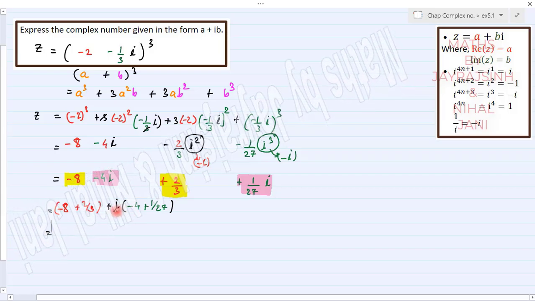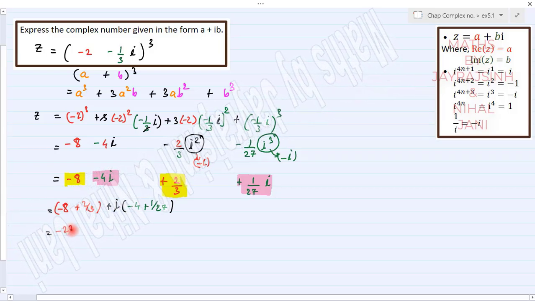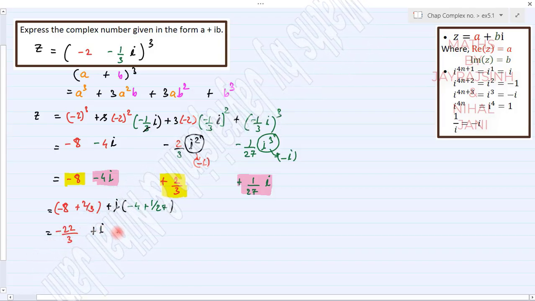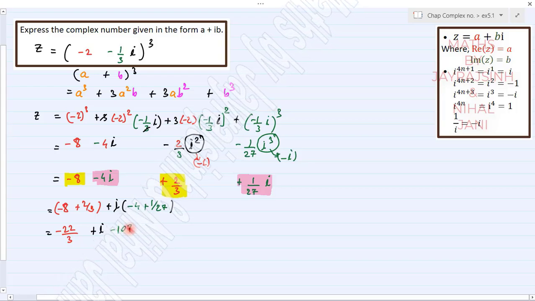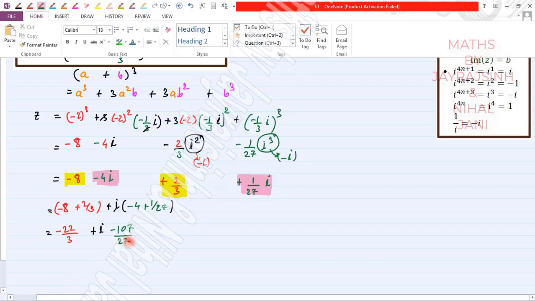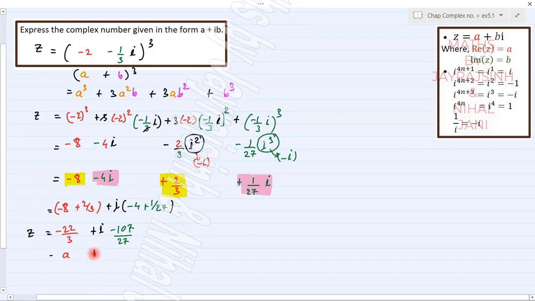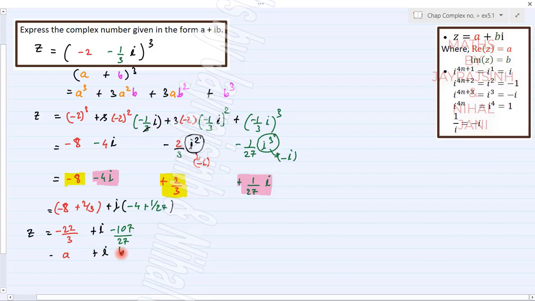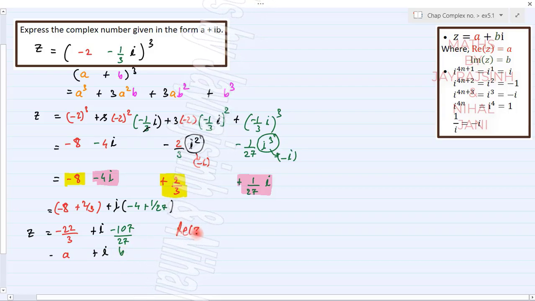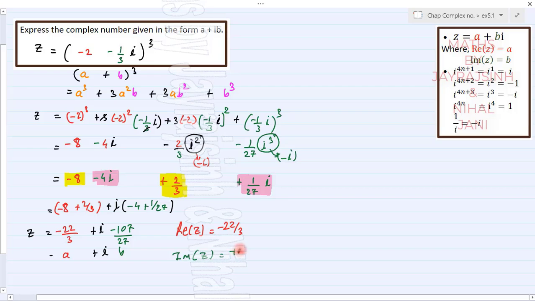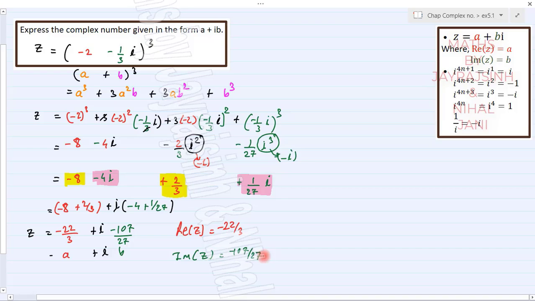So minus 8 plus 2 by 3 will give us minus 22 by 3, and minus 4 plus 1 by 27 will give us minus 107 by 27. So we get our complex number in the form of a plus ib, where the real part of the z is minus 22 by 3 and imaginary part of the z is minus 107 by 27. Ta-da!